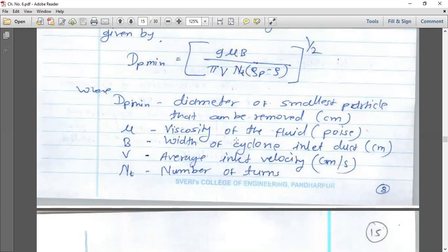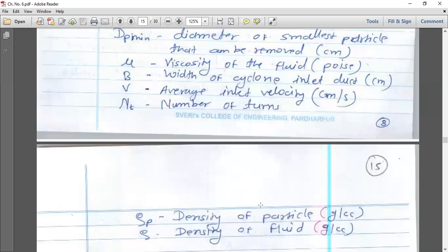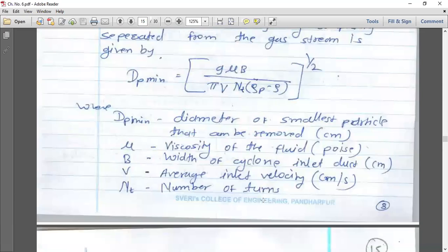Where dp minimum is the diameter of the smallest particle that can be removed, in centimeters. Mu is the viscosity of the fluid. B is the width of the cyclone inlet duct. V is the average inlet velocity and N is the number of turns. Then rho P is the density of the particle and rho is the density of the fluid, that is the gas. So write down this equation, please.